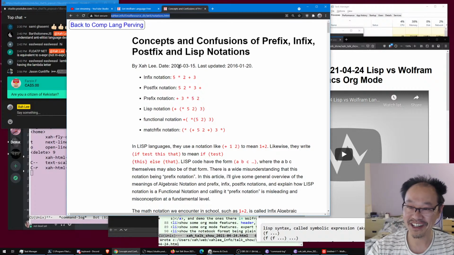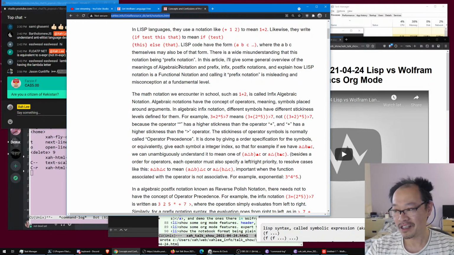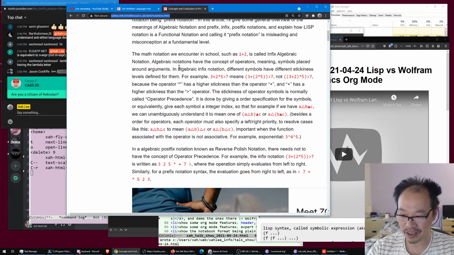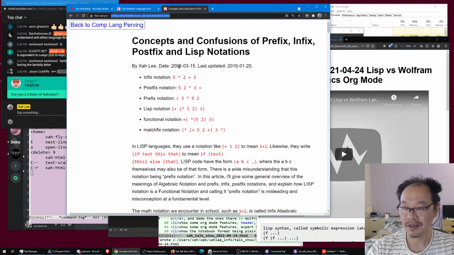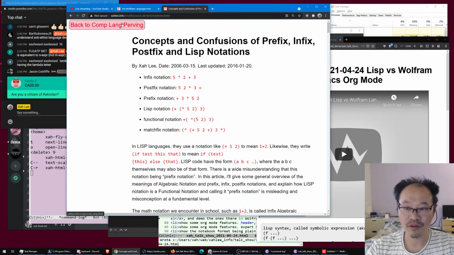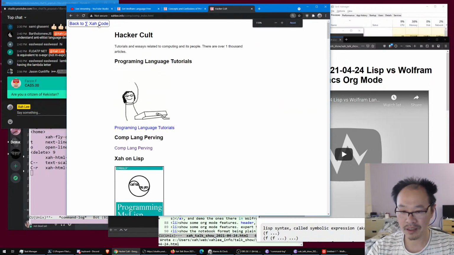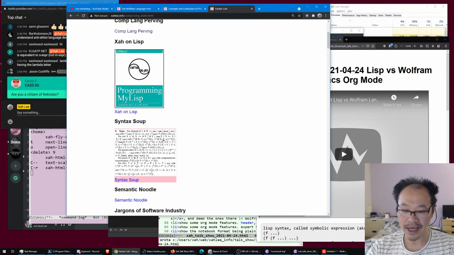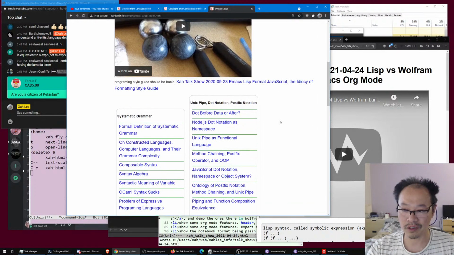But I also give you concrete, solid information about the history of notations, the naming of notations, and what it means to be algebraic notation. I give you clarity in understanding these things. So this is one article. Go to my website, then hacker code, then syntax soup. Here is a collection of articles all about syntax of programming languages, and there's a video I did before.